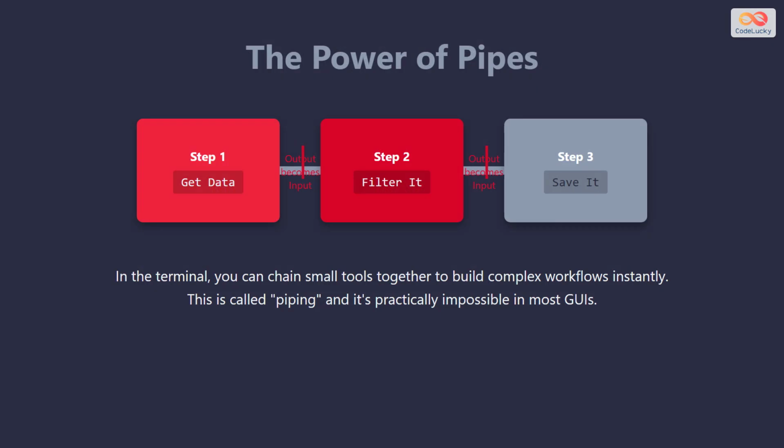One of the coolest features of the terminal is piping. This allows you to take the output of one program and feed it directly into another as input. You can chain together 3 or 4 different tools to create a custom workflow on the fly. This level of flexibility is extremely difficult to achieve with graphical apps.